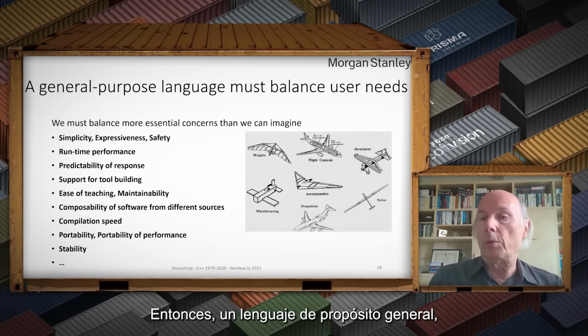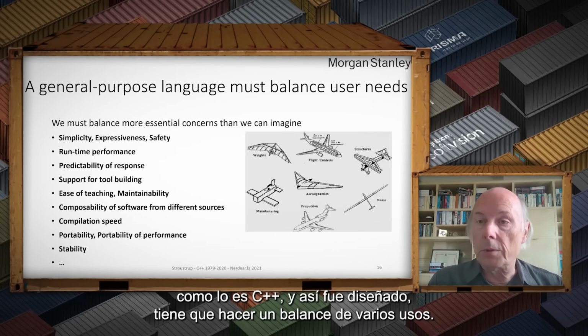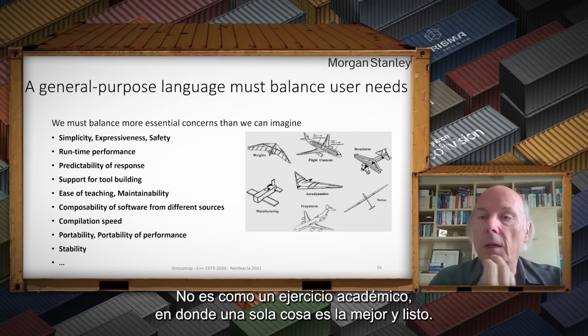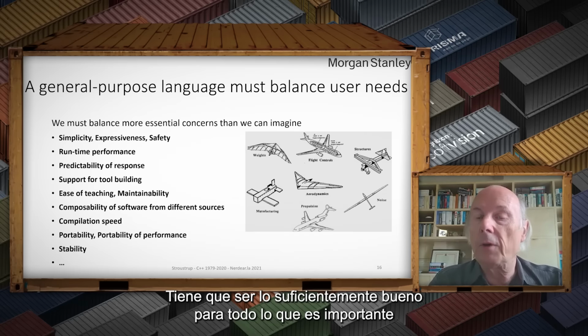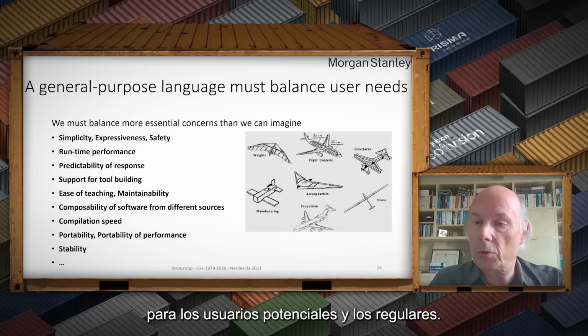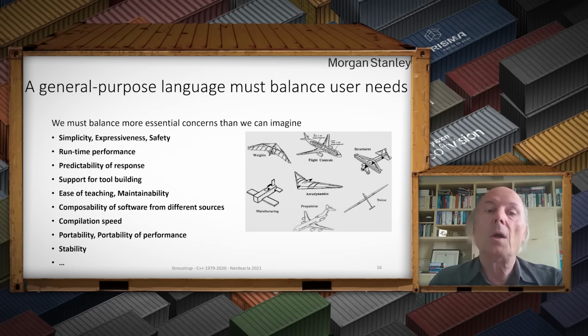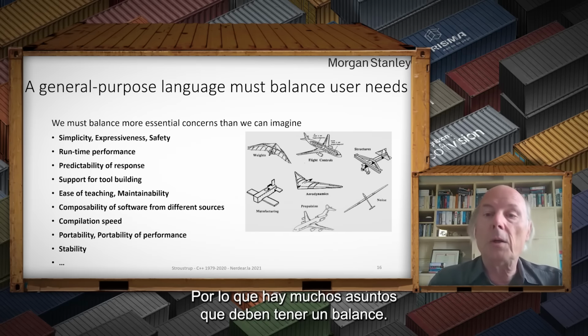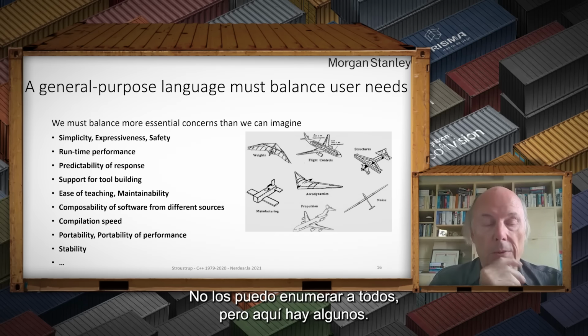So a general purpose programming language, as C++ is and is meant to be, has to balance a lot of uses. It's not like an academic exercise where you can be the best at one thing and that's it. You have to be good enough at everything that matters to the potential users and the real users. And so there are so many concerns that have to be balanced that you can't list them all. There's a list there.